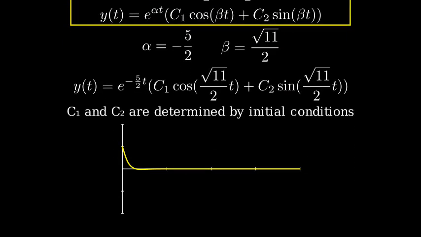This solution represents a damped oscillation, where the e to the negative 5 over 2 t term causes the amplitude to decay exponentially, while the trigonometric terms create an oscillating motion.